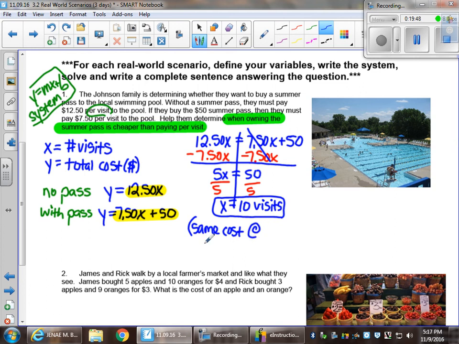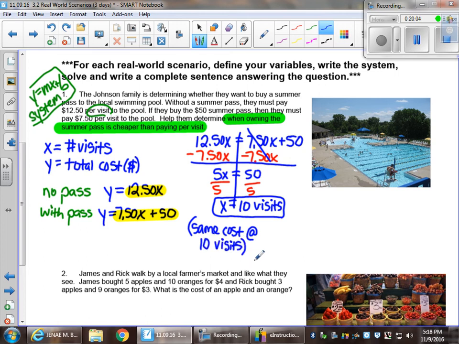Make that either. That's my at symbol. Same cost. Is that a horrible at symbol? I think so. There we go. Same cost at 10 visits.